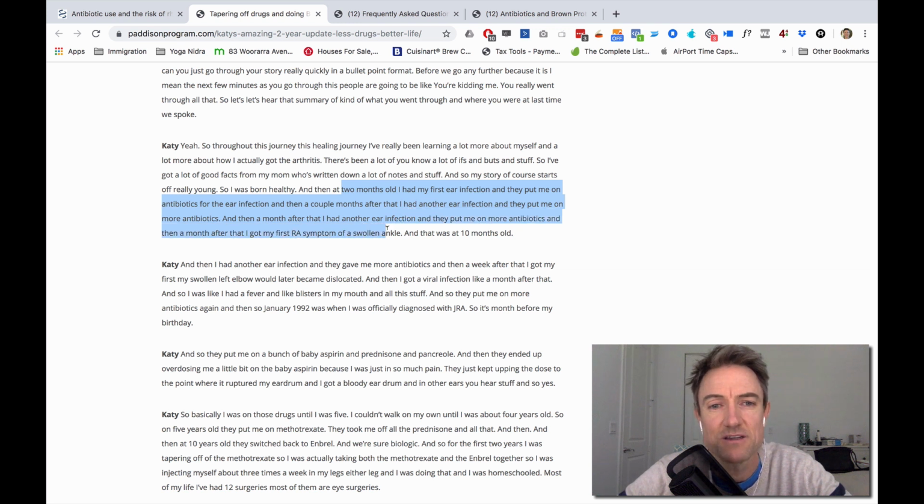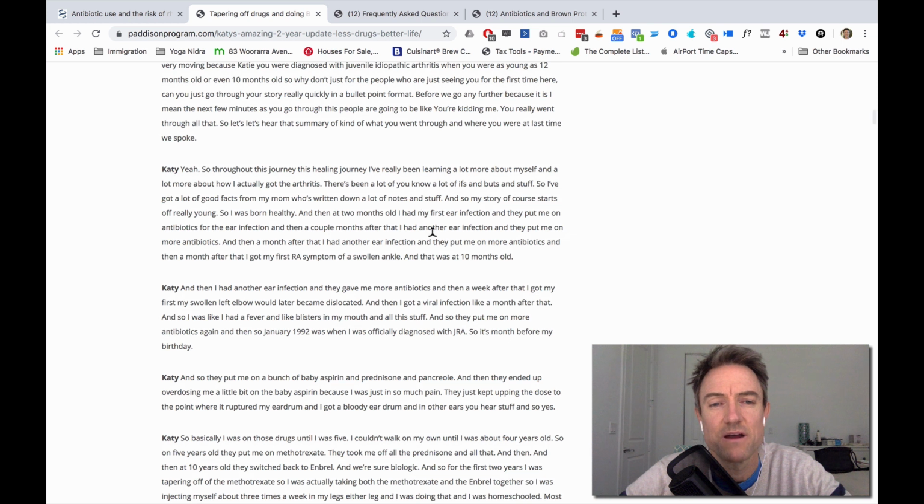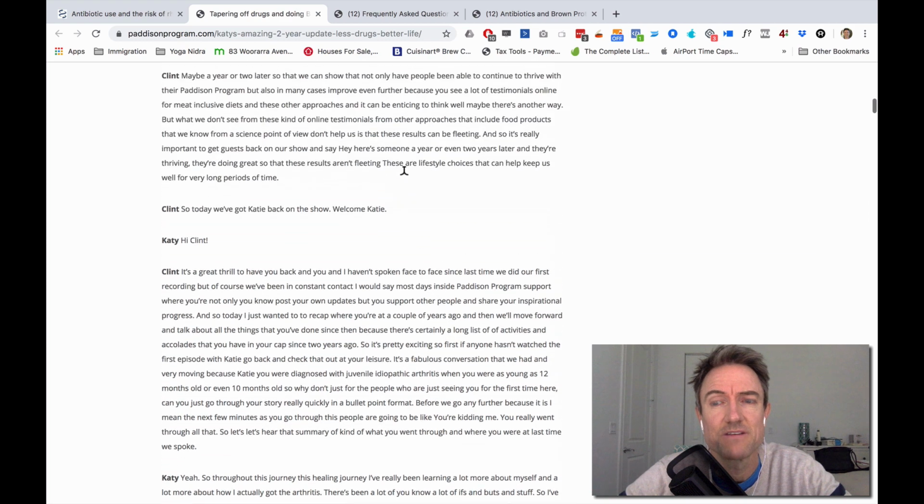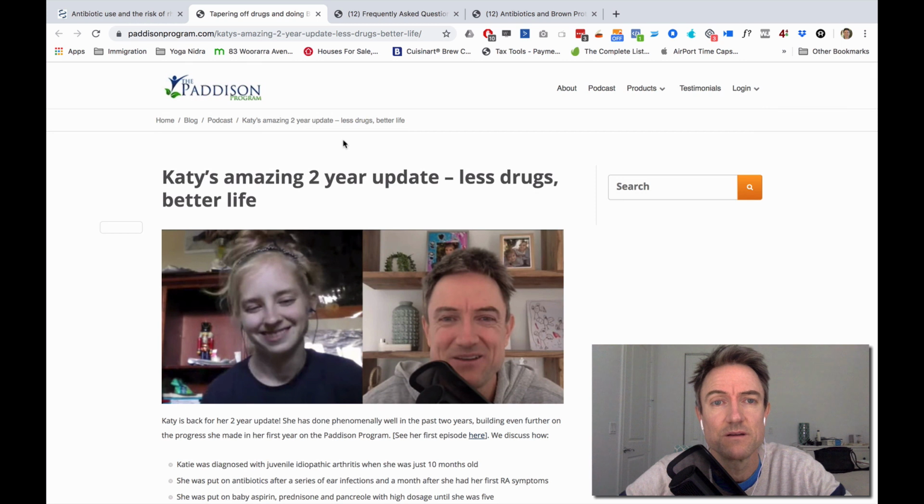And then a month after that, she developed a swollen ankle, which was the first symptom of rheumatoid arthritis. And that was at 10 months old. And now, I think at age 27, she's had rheumatoid arthritis her entire life. So I just wanted to single out Katie amongst the many people that I could have chosen as another example of having antibiotic use and developing RA. I just wanted to single her out to show the impact, like Katie's whole life affected by those antibiotic interventions.